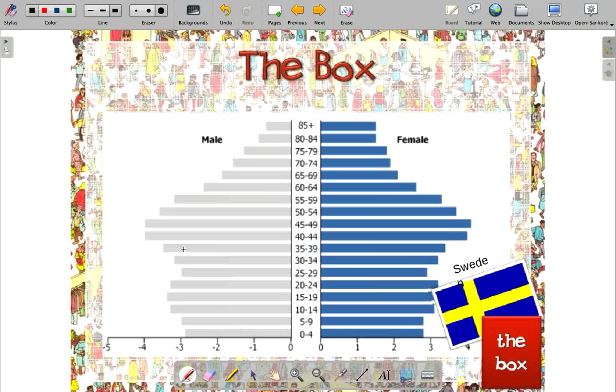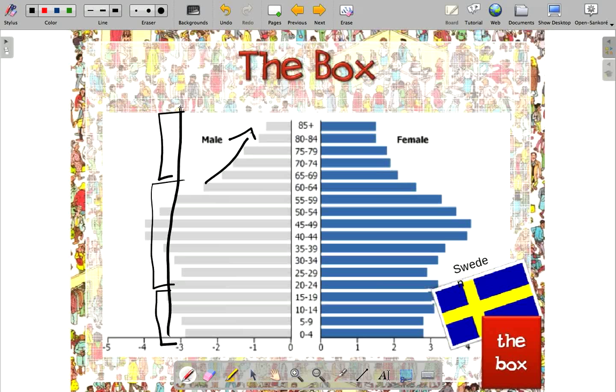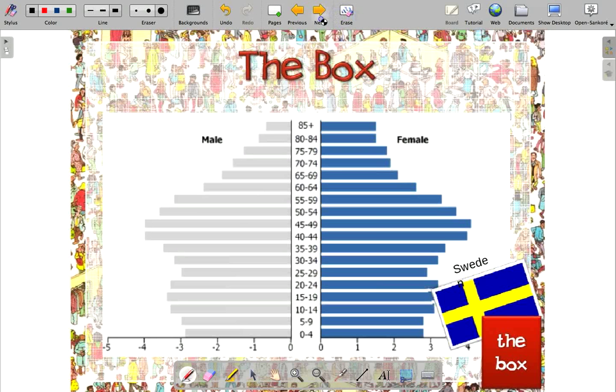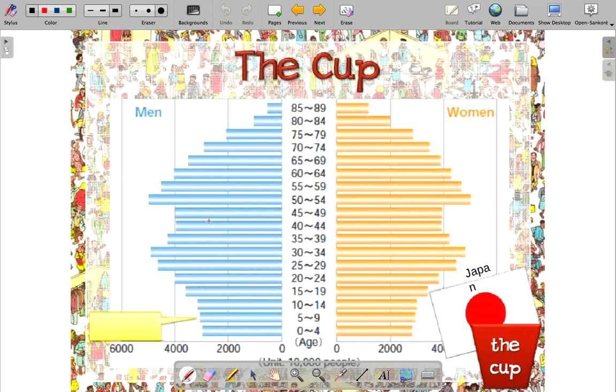But let's look. Here again, at the bottom, is our children. We've got our economically active here, and then our elderly. Again, the elderly are going to shrink in because eventually you die as you get older, but generally the proportions of the population stay about the same as you go up. That's why it's called the box. Let's look at the last section, the cup.